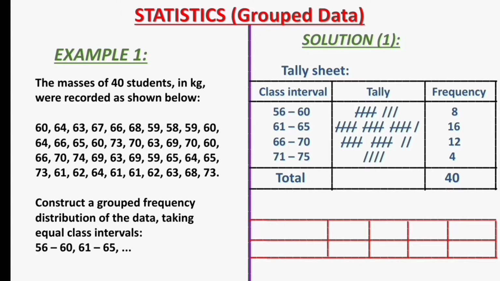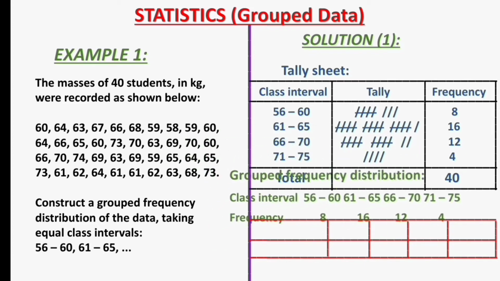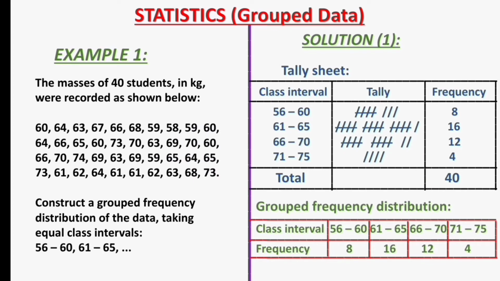Totaling your frequency, the sum of the frequency should be 40 because the question involves the masses of 40 students. Here is the group frequency distribution, having the class intervals at the top row while the corresponding frequencies at the bottom row. I hope this solution is clear to you.